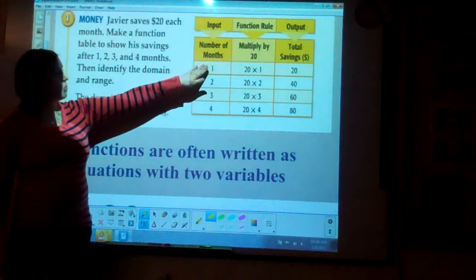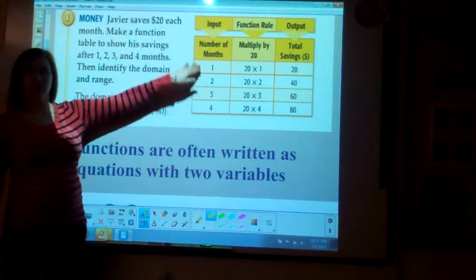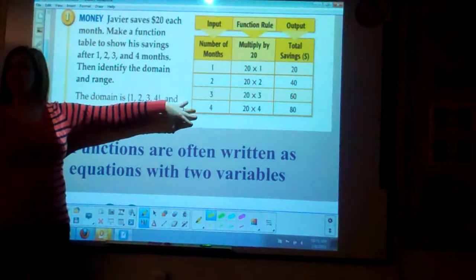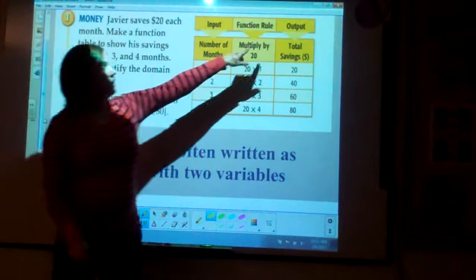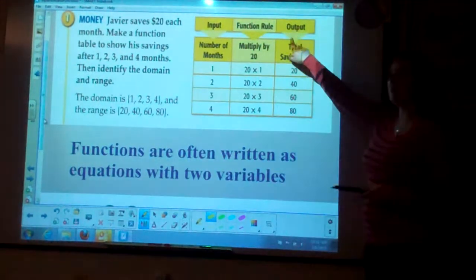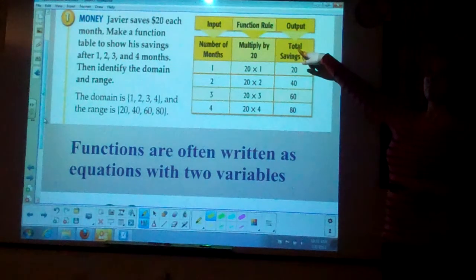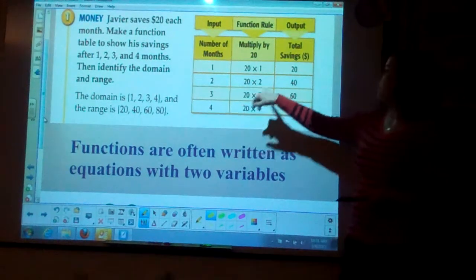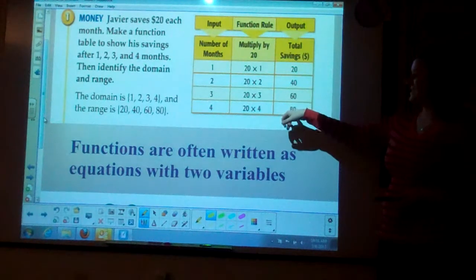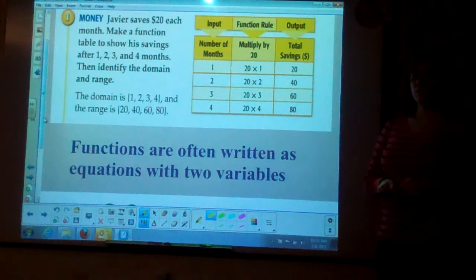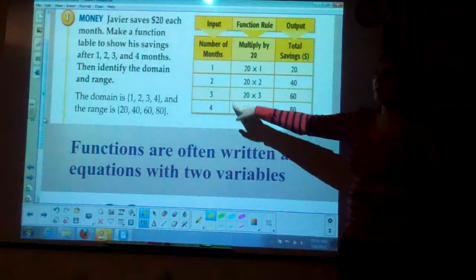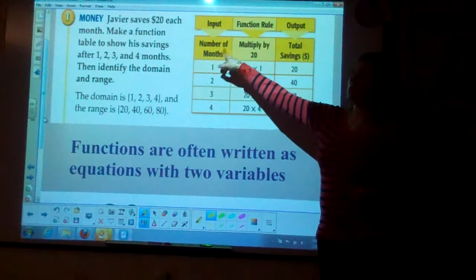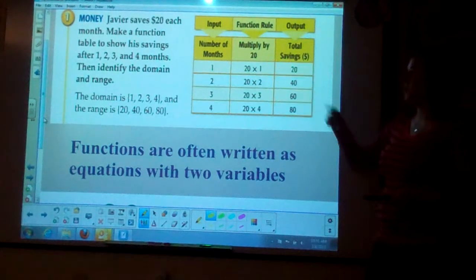The 1, 2, 3, and 4 is the domain, because that's the input amount. The output values are also known as the what? The range. So domain is 1, 2, 3, and 4. The range is 20, 40, 60, and 80. Multiply by 20, that's our function rule. So remember, whatever we have for input, we plug it into the function rule, and then we have our output.